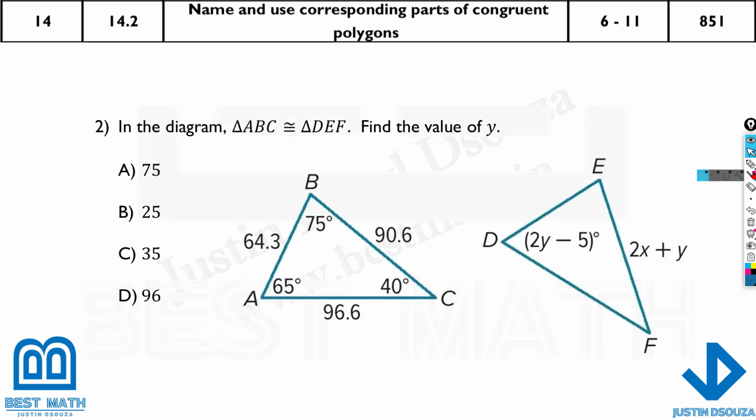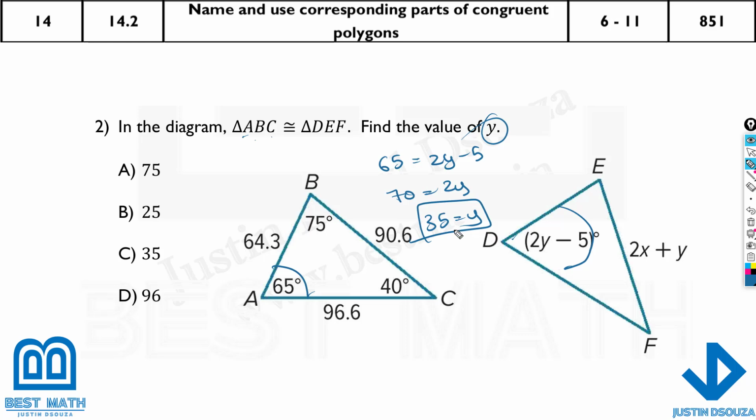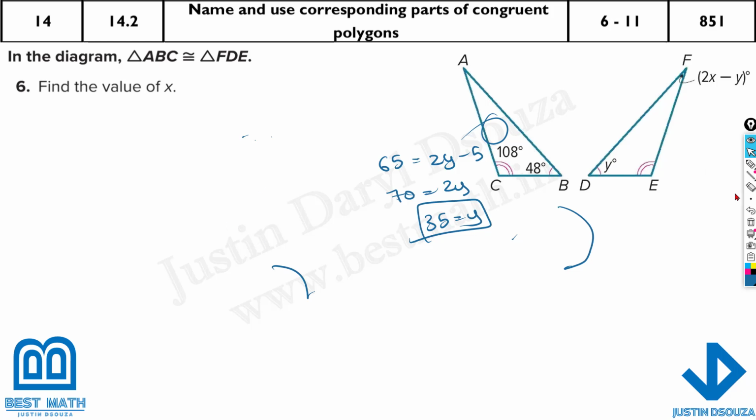What about this problem here? They have told in this figure ABC, that is this, with DEF. So A, 35, is equal to 2y minus 5. I don't need to do anything else. Why? Because I'm just wanting y. So 65 is equal to 2y minus 5. Take 5 to the other side, it will be 70 because it will be 65 plus 5. That's 2y. Divide both sides by 2, it will be 35 degrees. That is equal to y. So here 35 is the correct answer. That is option C.